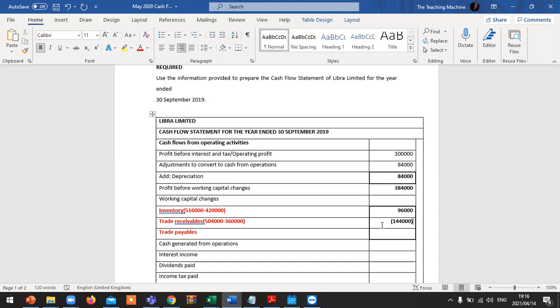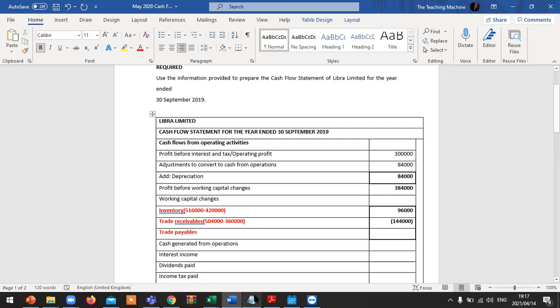With trade and other receivables, we had people who owe us 360,000. But currently, the money that is owed to us increased to 504. It's more like loaning people money. So the money that is owed to us increased. Why? Because we have lent more money to our customers. So that's the reason why we have an outflow of cash, which is 144,000 rands.